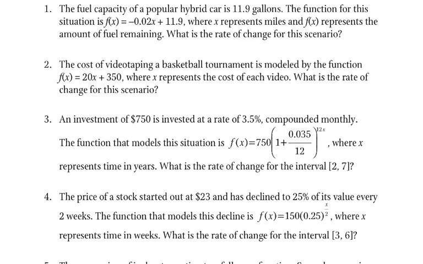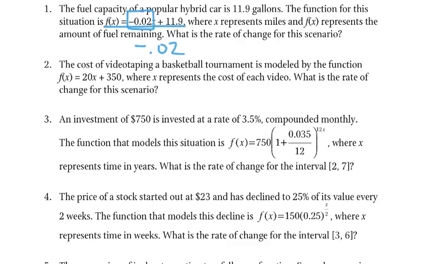So, the fuel capacity of a popular hybrid car is 11.9 gallons. The function for this situation is f of x equals negative 0.02x plus 11.9, where x represents miles and f of x represents the amount of fuel remaining. What is the rate of change for this scenario? Well, we find the slope, the growth number, which is with the x, so negative 0.02. So in other words, we lose 0.02 gallons of gas for every mile.